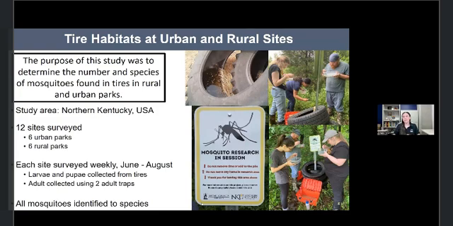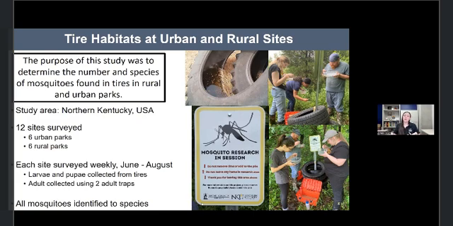So we did this part of the project for 2 years. And so we were looking at urban tires and rural tires. So we had parks that were in urban areas and parks that were in rural areas to see if there were differences in the mosquitoes we found in tires. And we surveyed every site once a week. So in this case, we just went once a week and collected the larvae and the pupae from the tires.